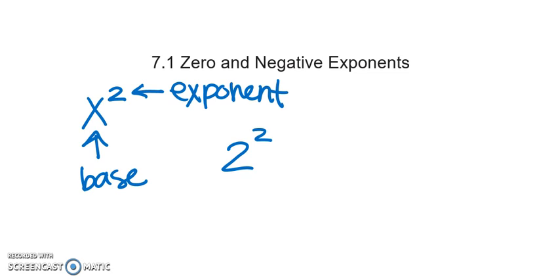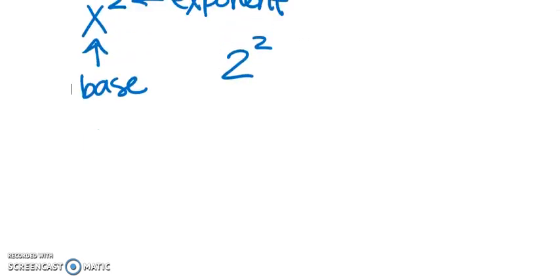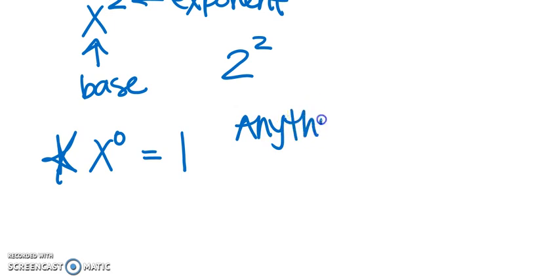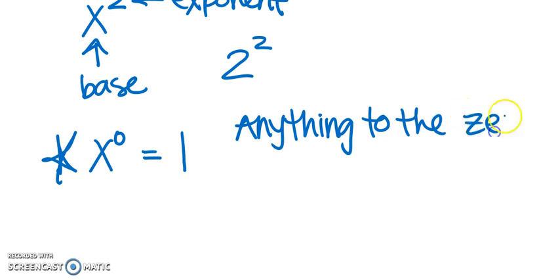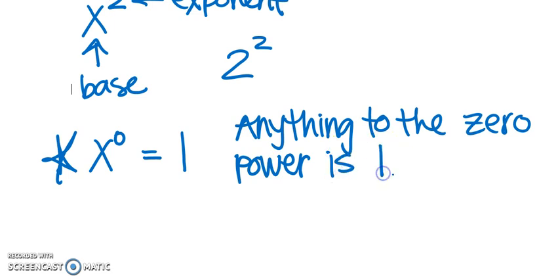So, let me scroll down a little bit. There we go. So, if you have 0 as an exponent, x to the 0 or anything to the 0 power is always 1. Okay, so that's something that you want to remember, memorize, and I'm going to write it out so you know. So anything to the 0 power is 1. Okay, so that's what you want to remember.